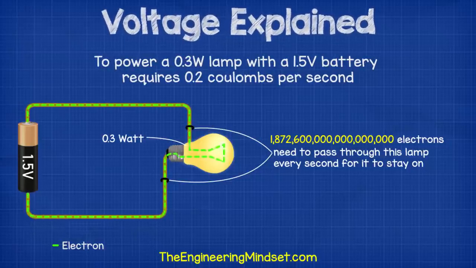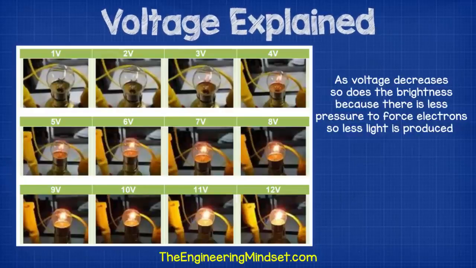To power this 0.3 watt lamp with a 1.5 volt battery would require 0.2 coulombs, or approximately 1 quintillion 872 quadrillion 600 trillion electrons, to flow from the battery and through the lamp every second for it to stay on. If we try to use a lower voltage, the lamp would turn on, but it decreases in brightness as the voltage decreases. That's because there is less pressure to force electrons through it. Less electrons flowing, less light that can be produced.